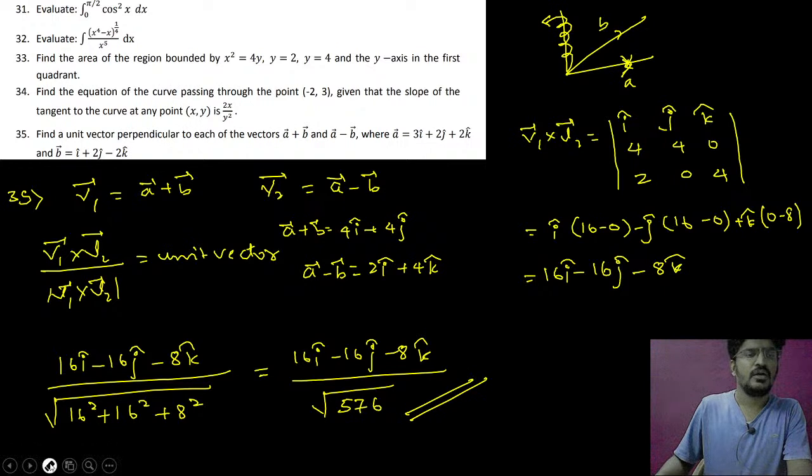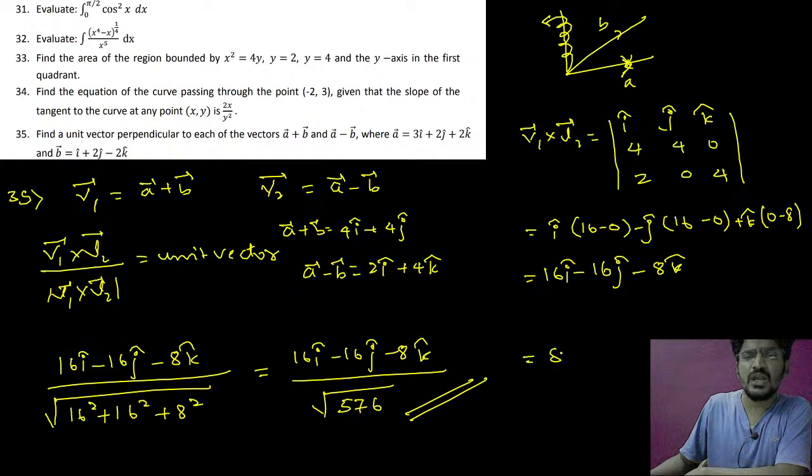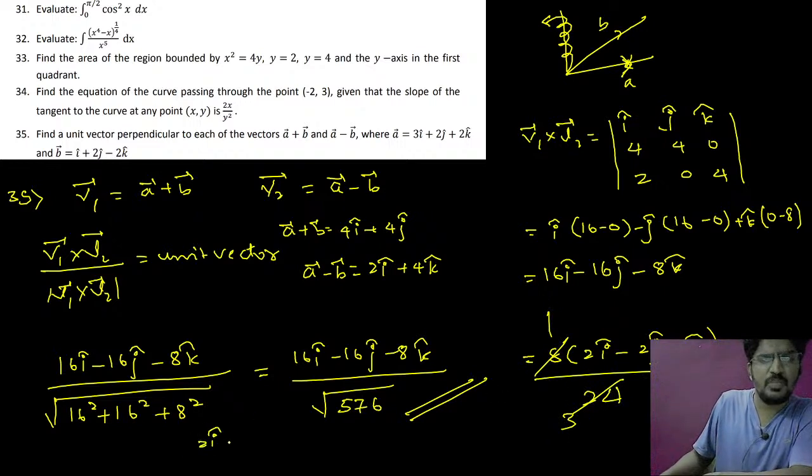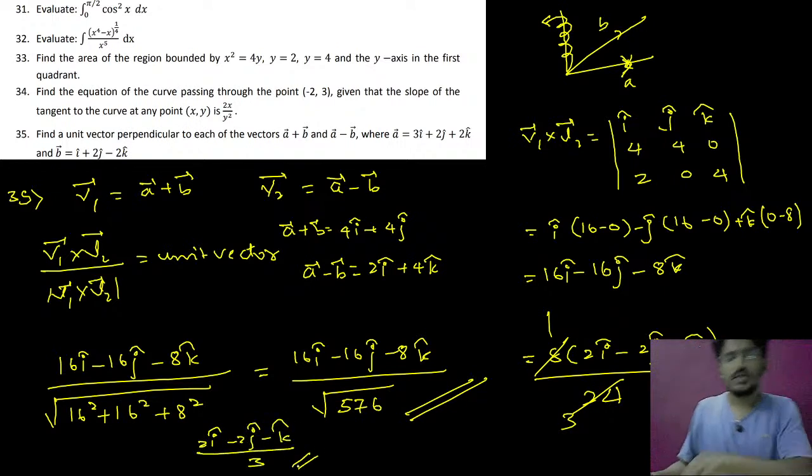Okay, we can write it as, take 8 common, (2 i cap minus 2 j cap minus k cap) divided by 24. Cancel it, 8 into 1, 8 into 3. So your required answer will be (2 i cap minus 2 j cap minus k cap) divided by 3. So this will be the required answer. Okay, so I think everyone got this.